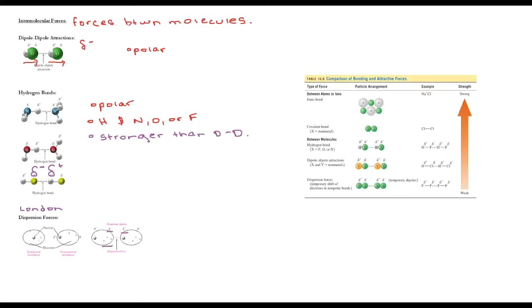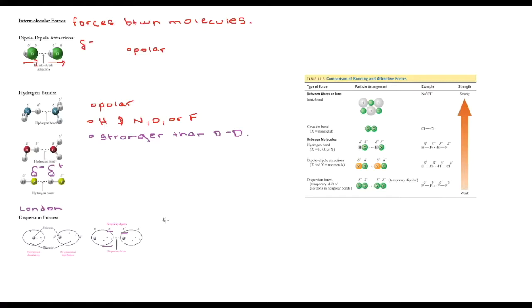Now, the question is, well, does it have to be polar? Does the molecule have to be polar for this to happen? And the answer is no. You don't even have to have a molecule. You can simply have an atom. So for example, if you have 2 electrons, or 3 electrons, you could have helium or lithium, for example, and this dispersion force would exist.